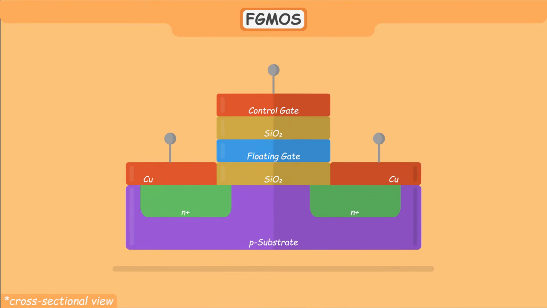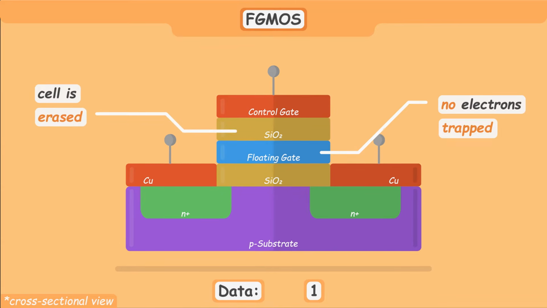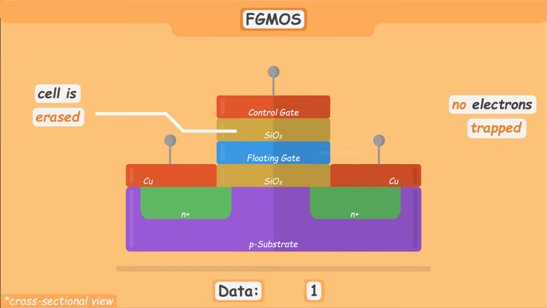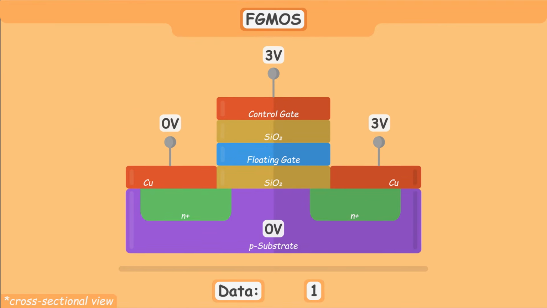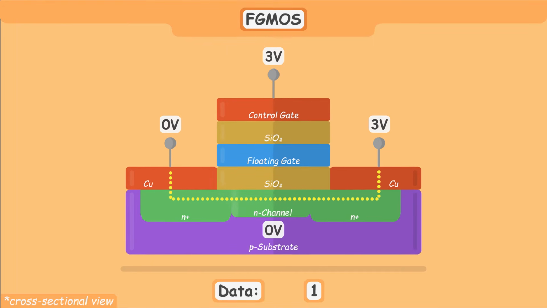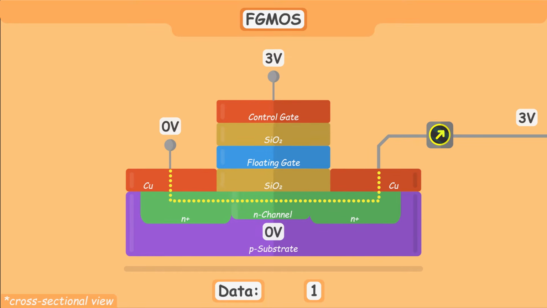Let's suppose the floating gate MOS stores the logic 1, which means that the cell is erased and no electrons are trapped in the floating gate. To read the data, we apply the shown voltages to the respective terminals, therefore creating a conducting channel between source and drain. In addition, a current sensor is used to measure the flowing current. The flow of electrons is then interpreted as a logic 1.